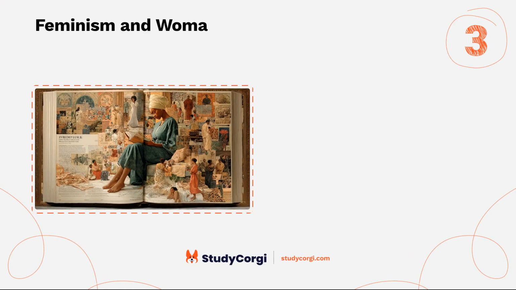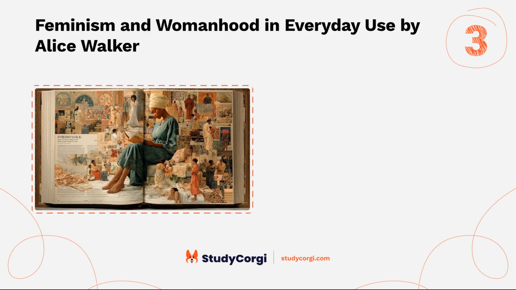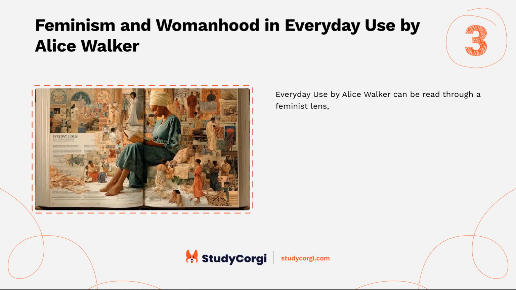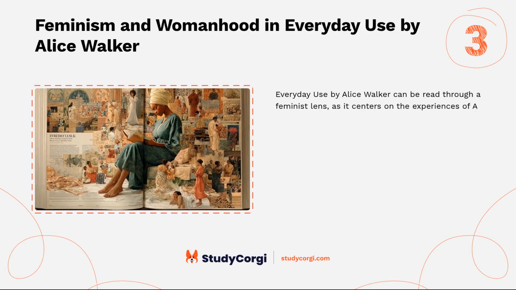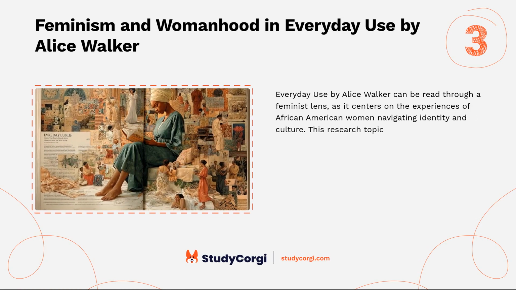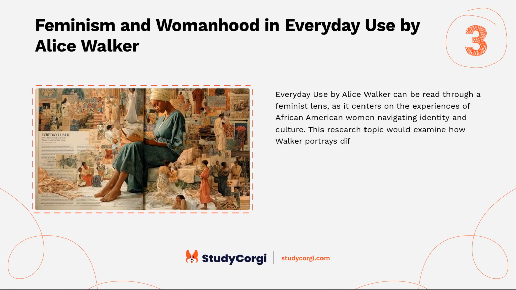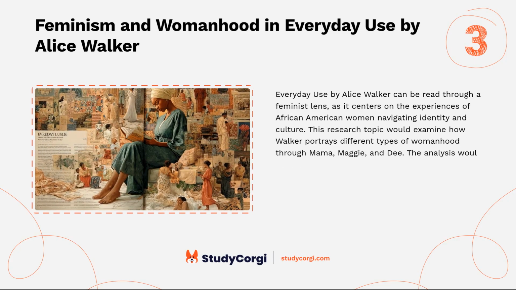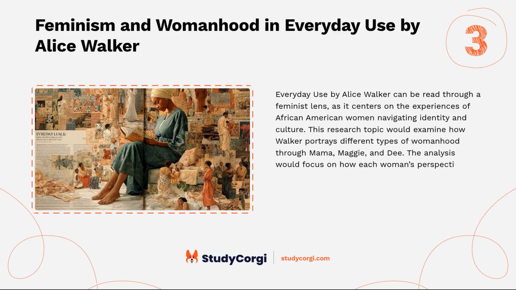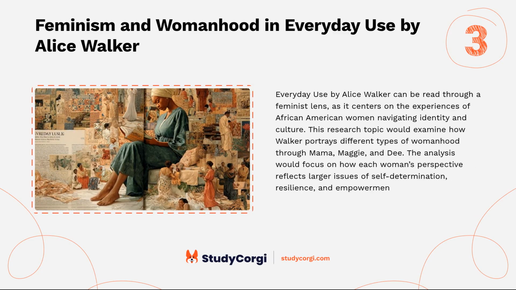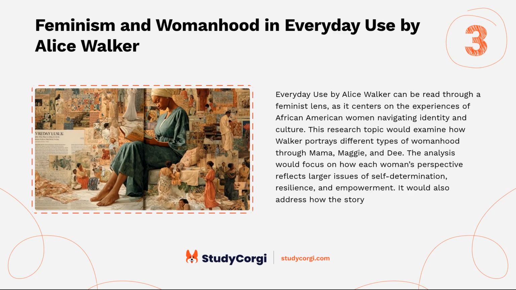Feminism and Womanhood in Everyday Use by Alice Walker. Everyday Use by Alice Walker can be read through a feminist lens, as it centers on the experiences of African American women navigating identity and culture. This research topic would examine how Walker portrays different types of womanhood through Mama, Maggie, and Dee. The analysis would focus on how each woman's perspective reflects larger issues of self-determination, resilience, and empowerment. It would also address how the story contributes to discussions of Black feminism in literature.